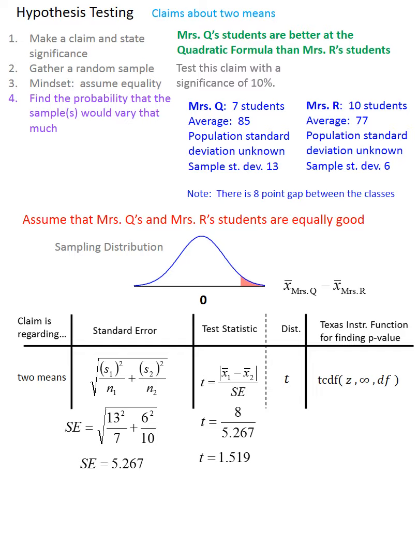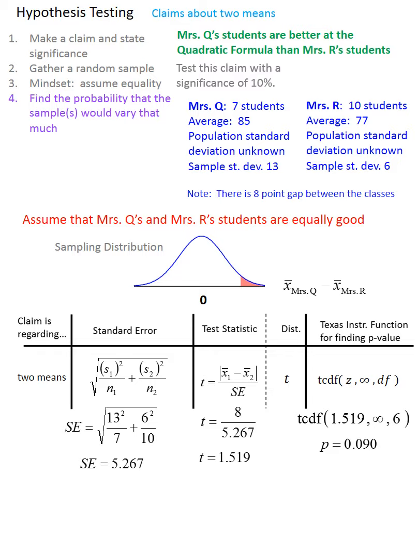And again, because the population standard deviations are unknown and we only know the sample standard deviations, tcdf will give us the probability of this 8-point gap happening by chance given the null hypothesis of equality. By the way, it's worth pointing out that this is about 9%, and that means there is a 9% chance of a false positive, in other words, of us awarding Mrs. Q the win when her class actually wasn't better.